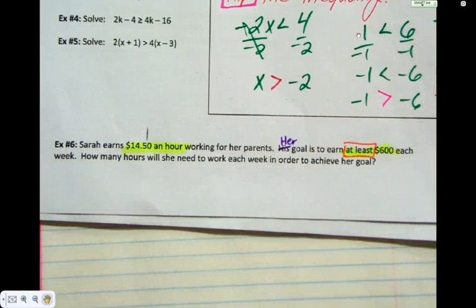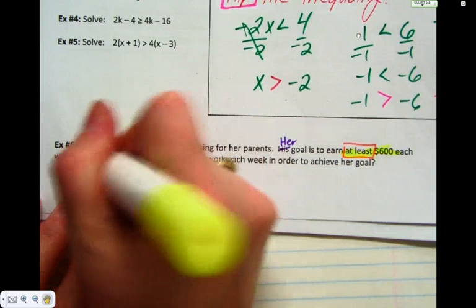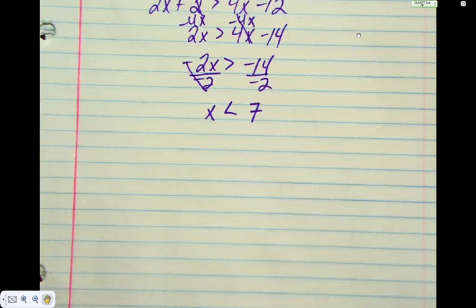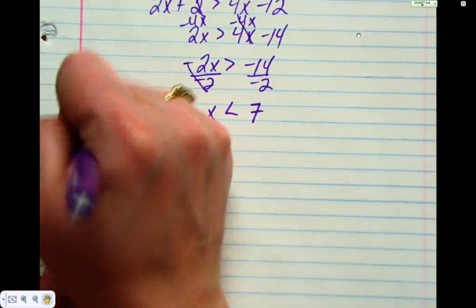She doesn't want to earn exactly 600. What does she want? At least. So she wants hopefully more than that. The question part? How many hours? So first thing we're going to do is create the equation.